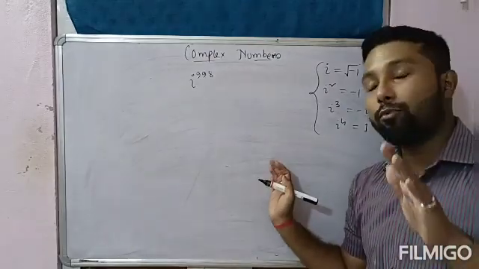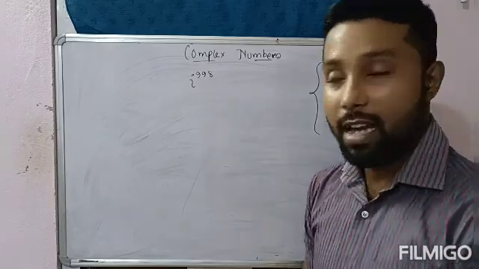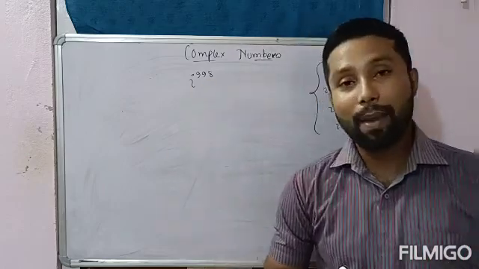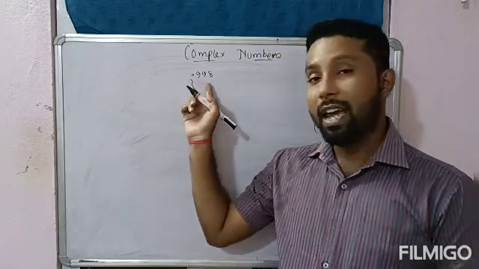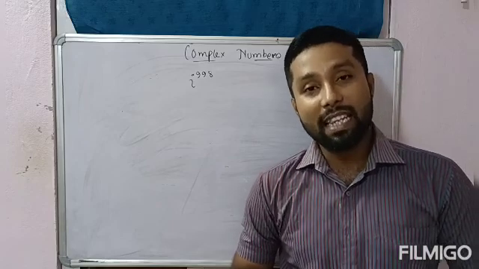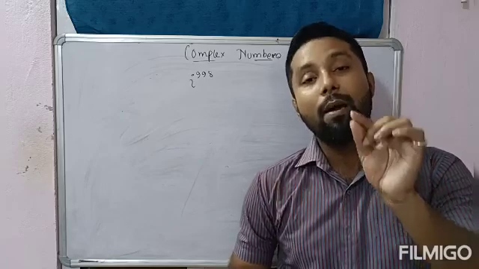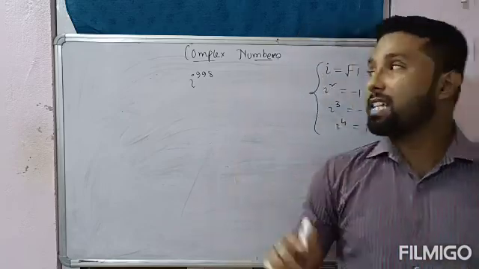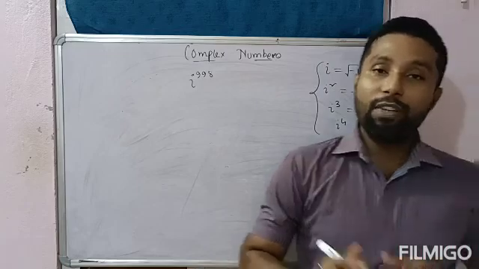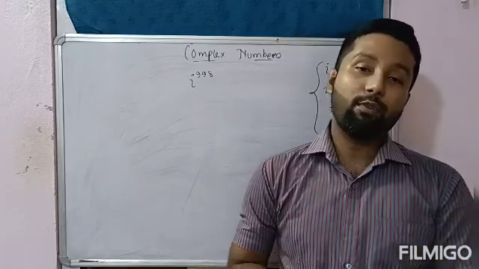So what did I say? If you know up to i to the power 4, you can determine any value. Whatever the exponent is, it will come out easily. To find i to the power 998, first check whether the exponent is even or odd. If it is even, then you just have to divide that number by 2. Or if it is odd, then first make it even, then divide that exponent by 2.